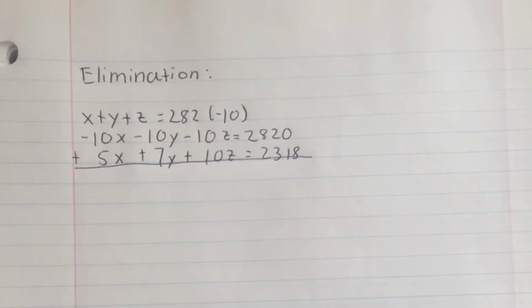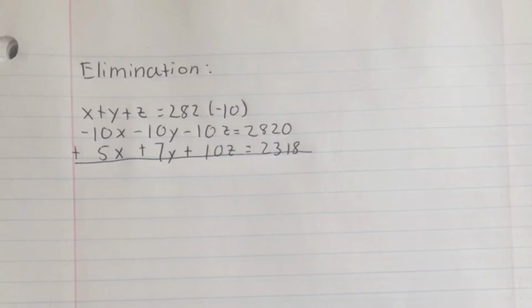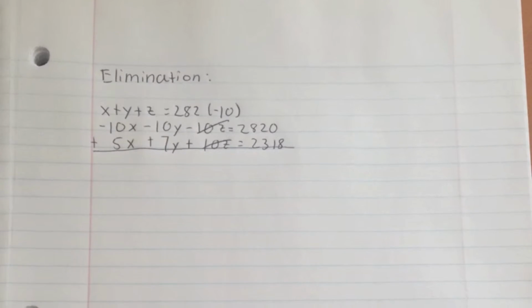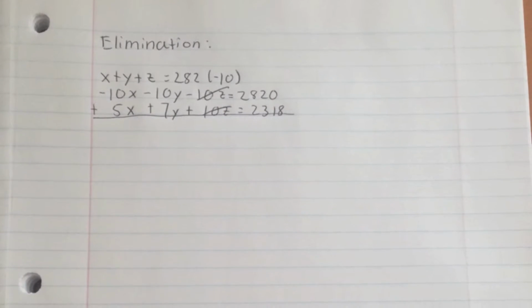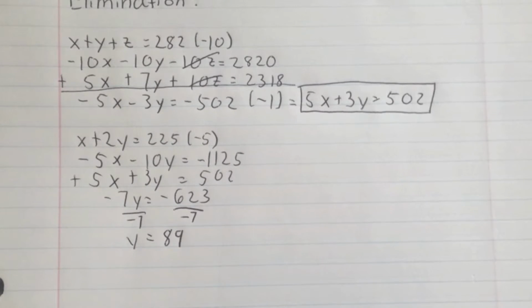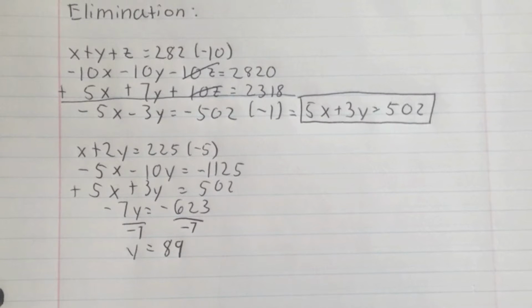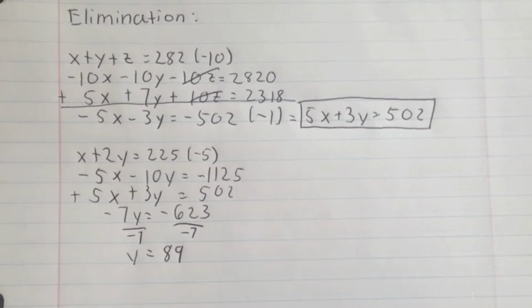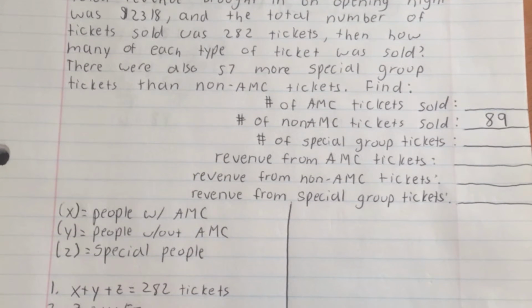Since you solved for z during substitution, when you do elimination, you have to get rid of the z's by making the z in the first equation cancel out with the z in the third equation. You solve and multiply by -1 to make the equation positive. Then we took our equation we got from substitution and added it with the equation we got from elimination and canceled out the x's. So we solved for y and found our number of non-AMC tickets sold.